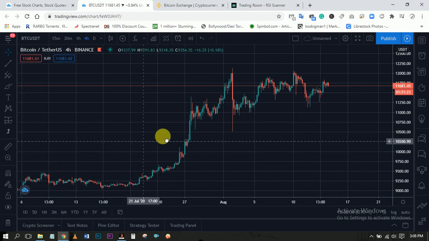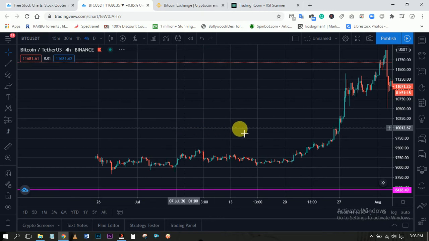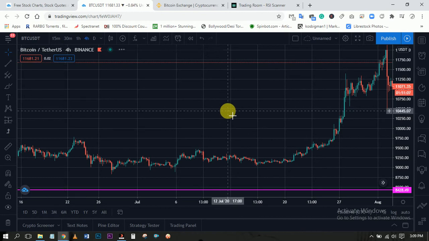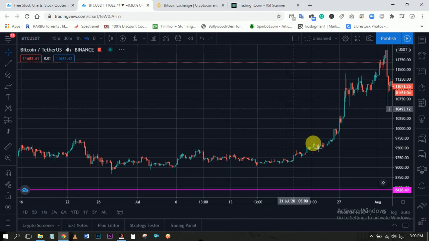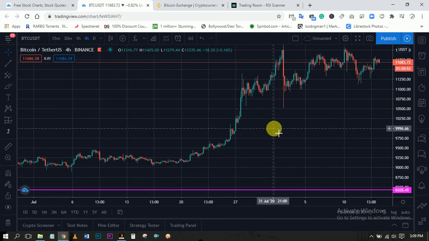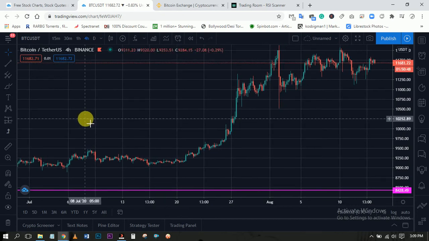That is how volatile the cryptocurrency market is. It's very volatile, and you have to be very sensitive and very careful when trading the crypto market, so that you don't make unnecessary mistakes and make a lot of losses. So now the strategy that I use is very simple, and I'm going to be showing you right now.